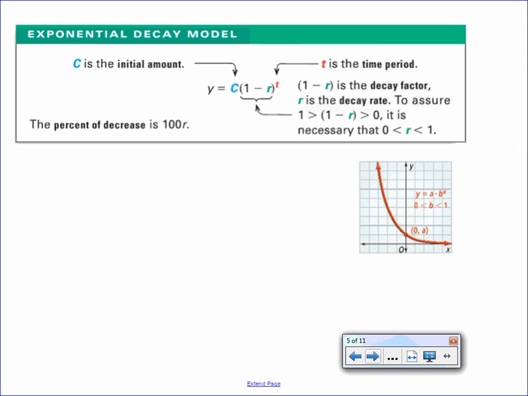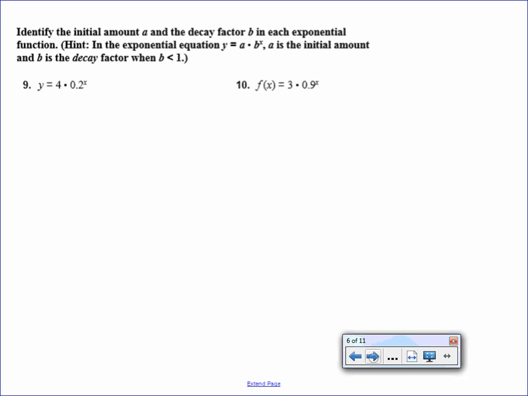So now we're going to start looking at some decay problems. If I look at the decay problem here, C is the initial amount again, R is your rate, your decay factor is 1 minus R, and T is again your time period. So what kinds of questions might you have here? Maybe something like this: identify the initial amount and the decay factor.